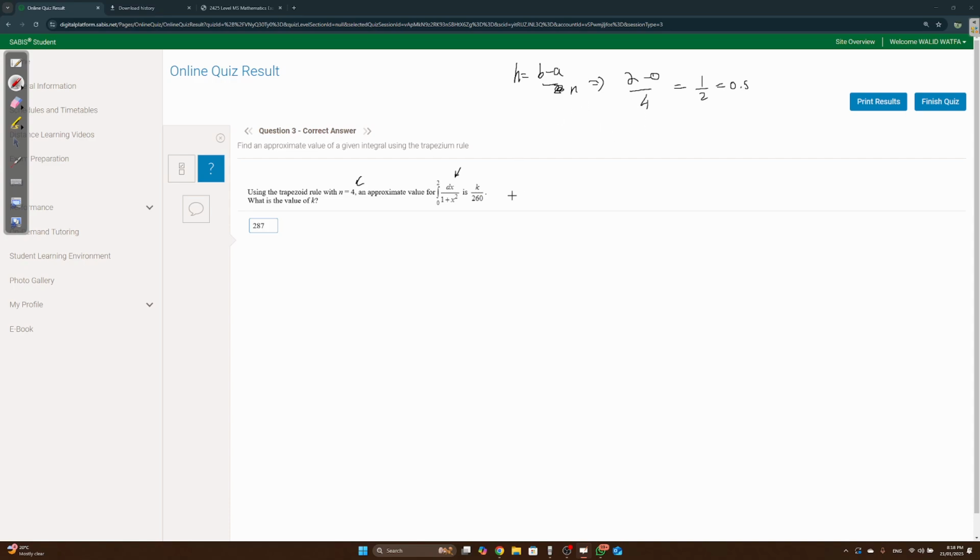Let's work our way up from 0 to 2. So we start at 0, we add 0.5, 0.5, we add 0.5 again, 1, we add 0.5 again, 1.5, we add 0.5 again, 2.